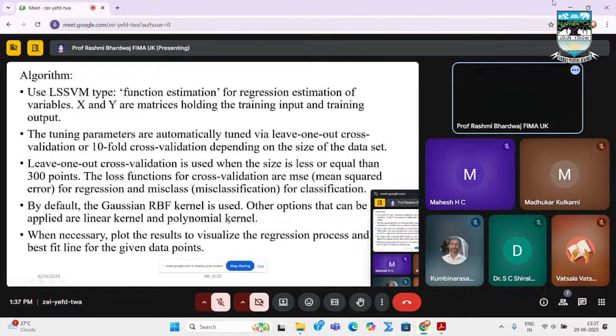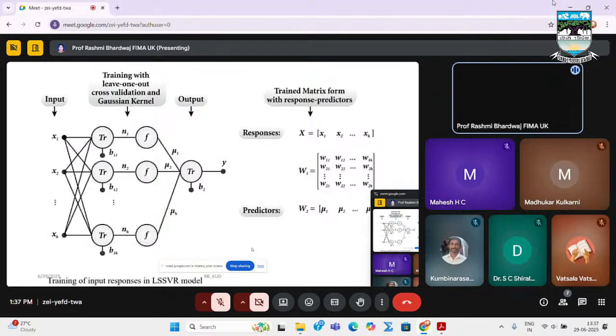Linear kernel, polynomial kernel, then the different types of kernels we can use for solving our problem. We plot the results to visualize the regression process and to find out the best fit line and the best approximation for the given data points. So this, in short, is the algorithm.